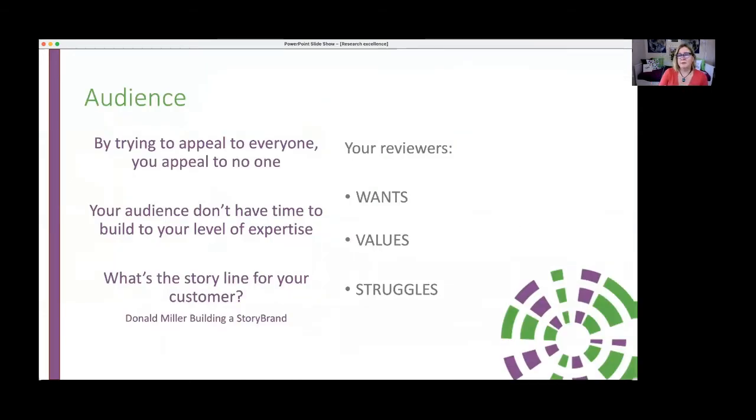And again, this comes back to the idea of Don Miller and his story brand, that we are telling a story, thinking about what your reviewers really want, what they value, and what struggles they might have. And I'll tell you, one of the struggles is that they've got all these applications to read in very little time. They're busy academics, just like yourself.